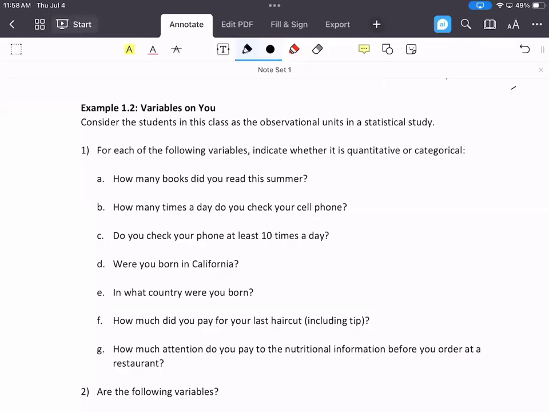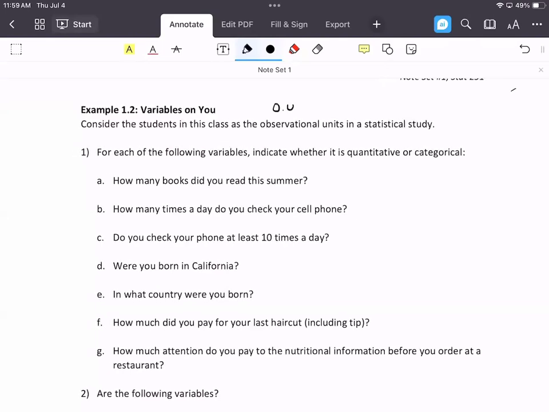Let's practice with variables. Example 1.2, variables on you. We're going to consider the students in this class as the observational units in a statistical study. Remember, observational units are those OUs. What would I say the observational unit is in this case? We're told that it's each student in this class.